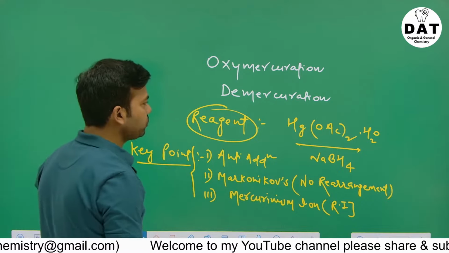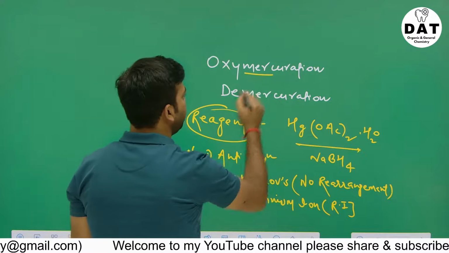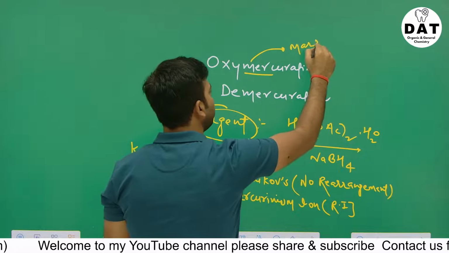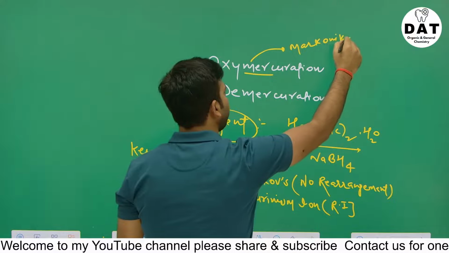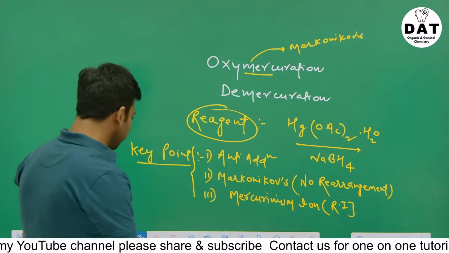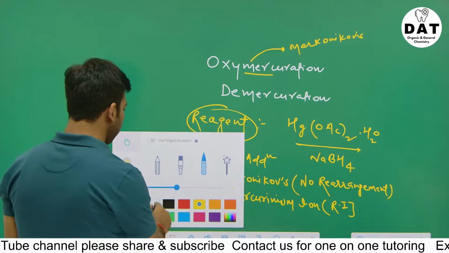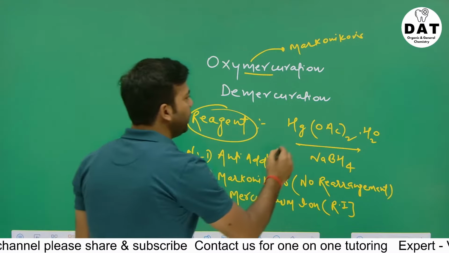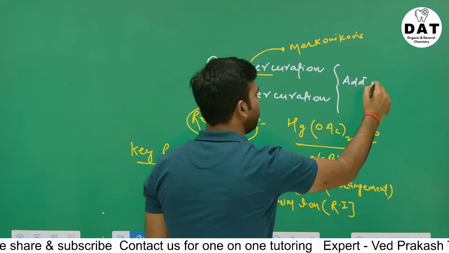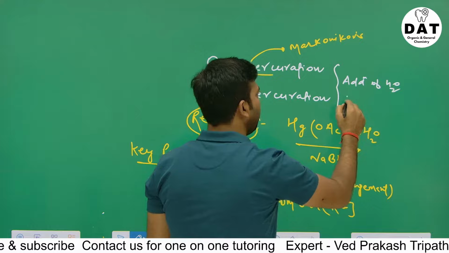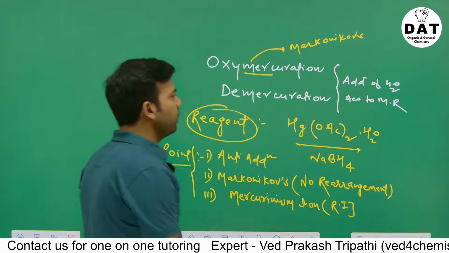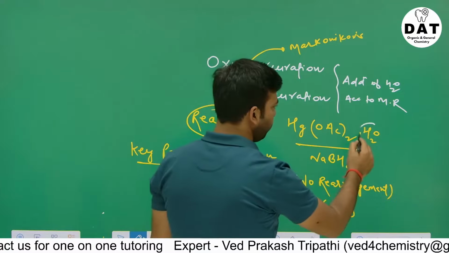So look here, mercuration. Mer sounds like Markovnikov. So we all know what Markovnikov's rule is, and look at the reagent here, H2O. So it is quite simple. It is an addition of water according to Markovnikov's rule. Clear? This is the nucleophile, H2O.